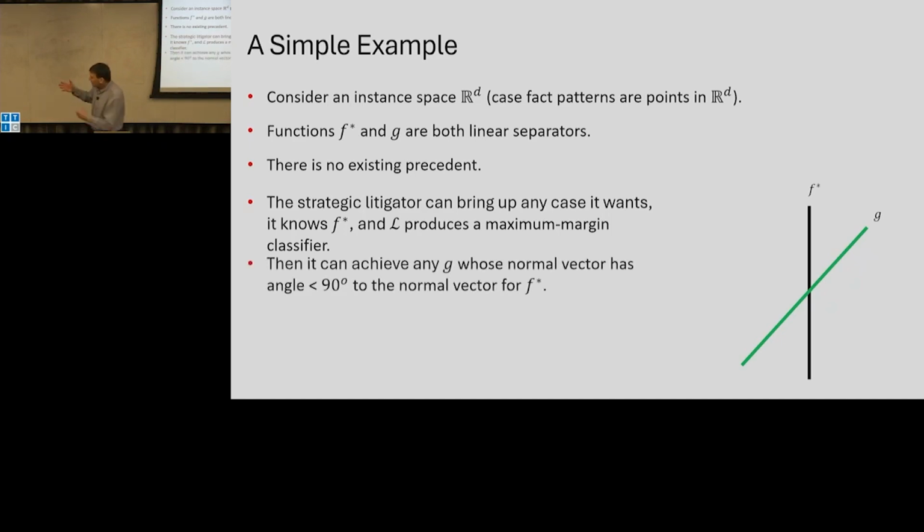Well, in that case, it's not hard to see that the strategic litigator can achieve any G whose normal vector has angle less than 90 degrees to the true F star, by just bringing two cases where the nearest neighbor classifier would do according to G. So you bring something a little down here, a little up there, and that'll cause the thing that you want rather than this. So this is just a simple example where you can't create things that are more than 90 degrees. It's not too hard to see, but you can create anything less than 90 degrees with two cases appropriately separated. This is an example of a way that you could get the courts to produce this other rule.